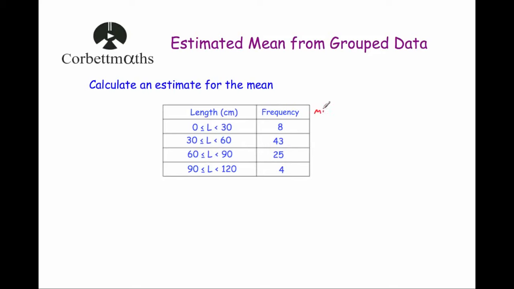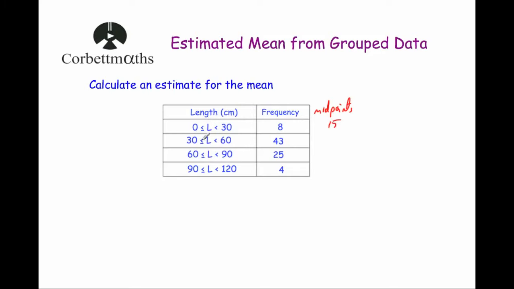So to get the estimate of the mean length of these alligators, we're going to first of all work out the midpoints. So we're going to add a column called the midpoints. These 8 alligators have a length bigger than or equal to 0 centimeters but less than 30. Again, we don't know what they are. They could be 1 centimeter long, they could be 29 centimeters long. So we're going to choose the midpoint as a sensible estimate. So we're going to go for 15 for the midpoint.